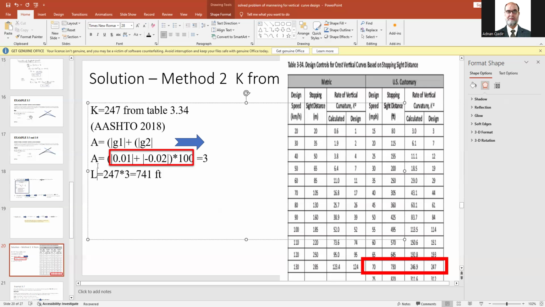So this is example 3.5. Now, this ends my small lecture on this example.